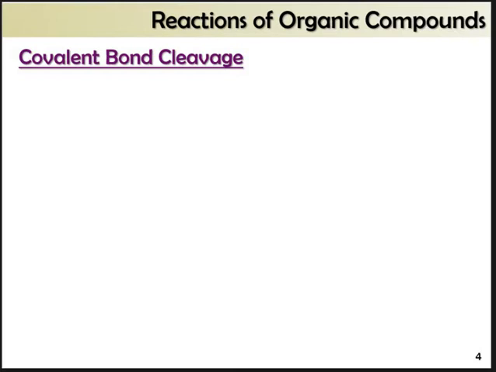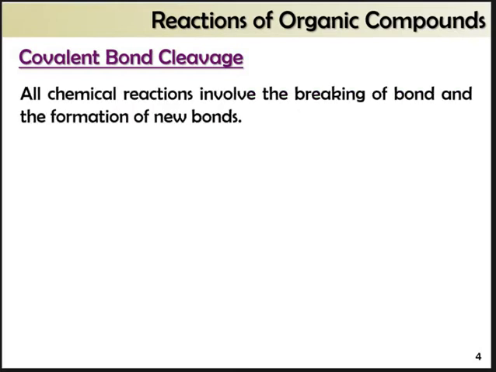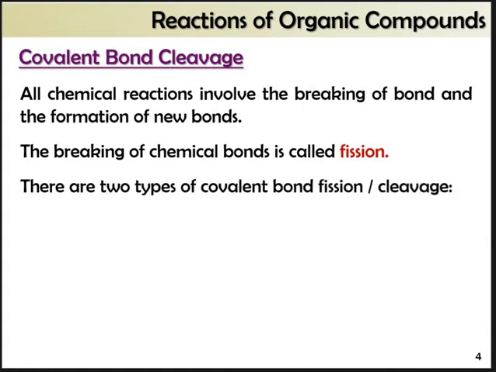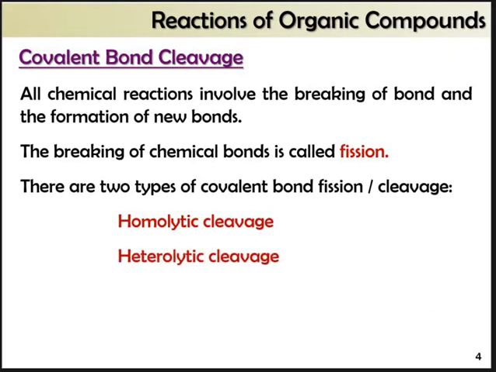So we want to talk about covalent bond cleavage. All chemical reactions involve the breaking of bonds and the formation of new bonds. The breaking of a chemical bond is called fission. There are two types of covalent bond fission or cleavage. The first one is homolytic cleavage. The second one is heterolytic cleavage. So what is homolytic cleavage?